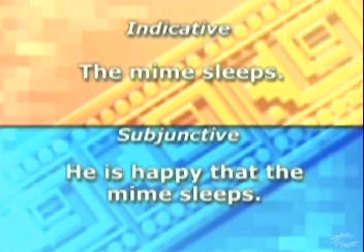The same thing is true for the mime sentences. When we say, the mime sleeps, and he is happy that the mime sleeps, we've got an indicative verb and a subjunctive verb, but again, they look the same. They're both sleeps. So in English, most of the time, the subjunctive and the indicative look the same. Which is why it can be hard for English speakers to figure out when to use the subjunctive. Just remember that if there's any sort of iffy element to your sentence, you probably need to use the subjunctive.